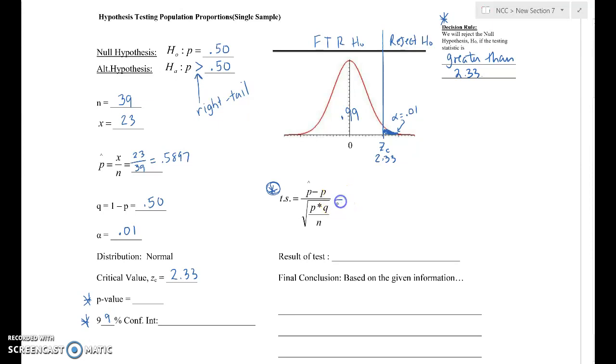So let's sub the values into our testing statistic. Now, I'm not really quite sure this is really necessary, being that Minitab is just going to crunch all this for us. But, for good measure, let's put it in here so we can see the substitution. So p hat minus p divided by the square root of p times q, which is 0.5 times 0.5, divided by n, which is 39. So we could type that on our calculator if we want, but we'll let Minitab do that. All right, so let's go to Minitab.